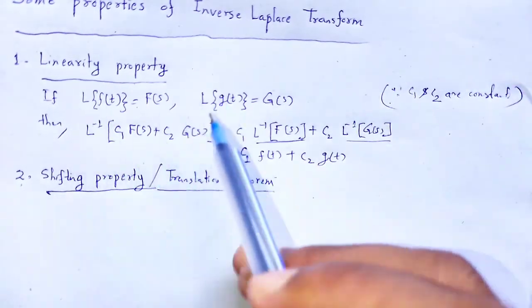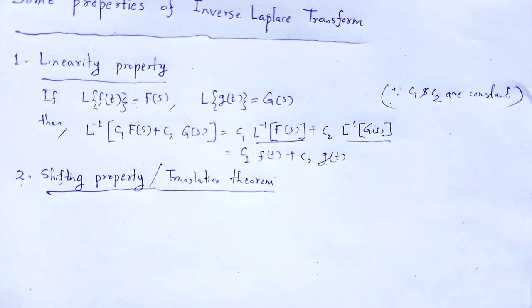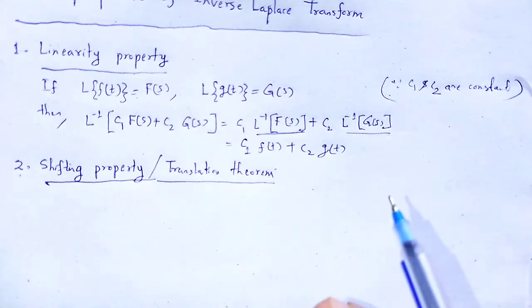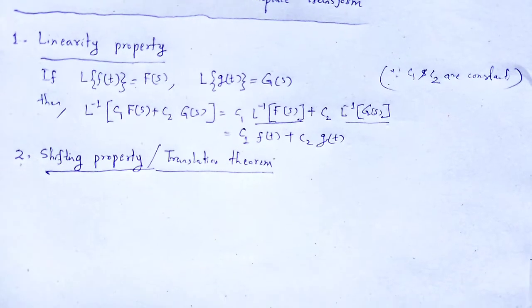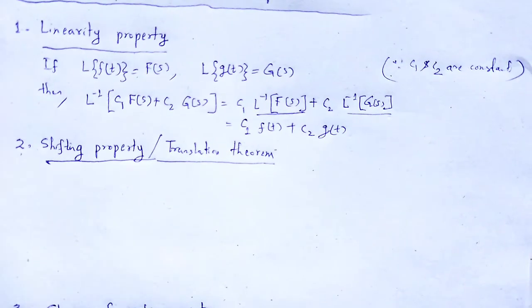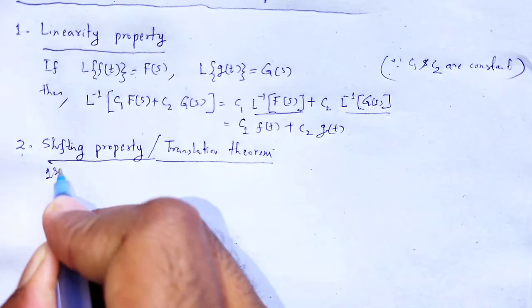This one is the linearity property in case of inverse Laplace transform. Next, shifting property or translation theorem. There are two shifting properties, first shifting property and second shifting property. First shifting property.